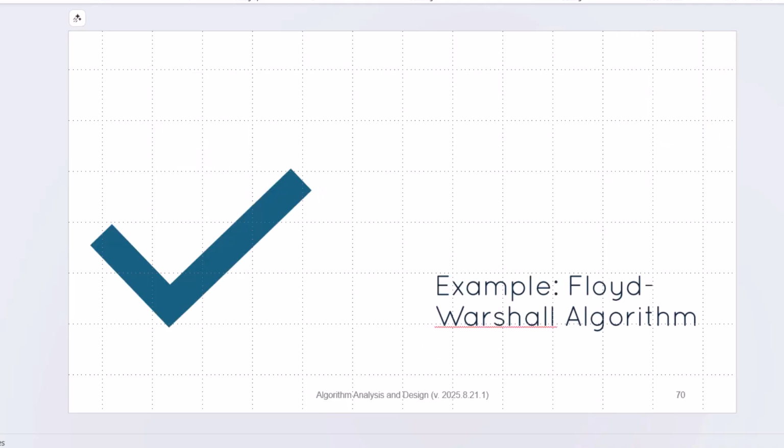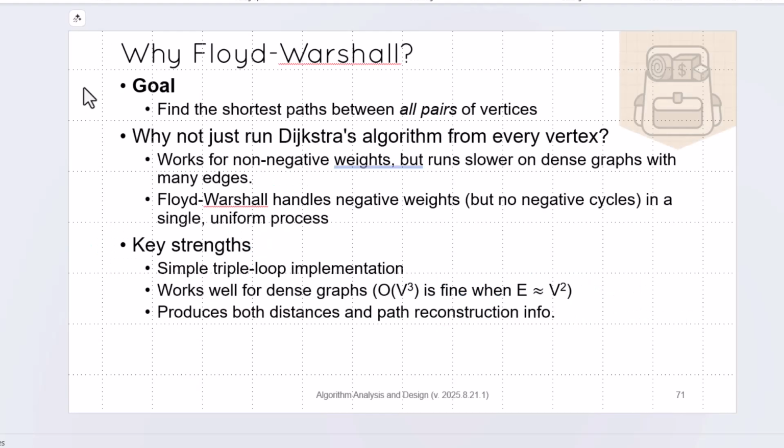All right, here's our Floyd-Warshall algorithm. So we know a little bit about the closure. What do we do here? So what is Floyd-Warshall, or why are we studying it? The goal is to find the shortest paths between all pairs of vertices. Why not just run Dijkstra's algorithm from every vertex? Well, it works for non-negative weights, but runs slower on dense graphs with many edges. And Floyd-Warshall handles negative weights, but no negative cycles, in a single uniform process. It's more general, and it gives you the overall graph shortest path between all pairs of vertices.